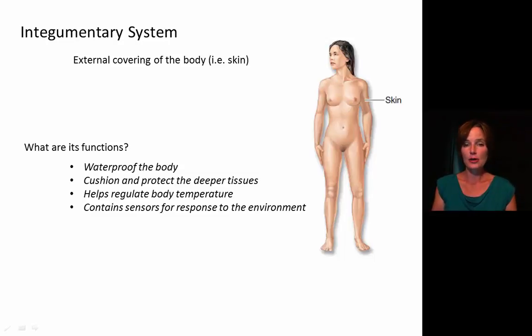Another one is that the skin does contain some sensors for response to the environment. Since it is the outer part of our bodies, which is exposed to everything around us, there are going to be sensors there that are going to be continuously collecting information about what's going on the outside and sending that information to other control points inside of our body so that we will be able to respond to environmental changes. So that's the integumentary system.